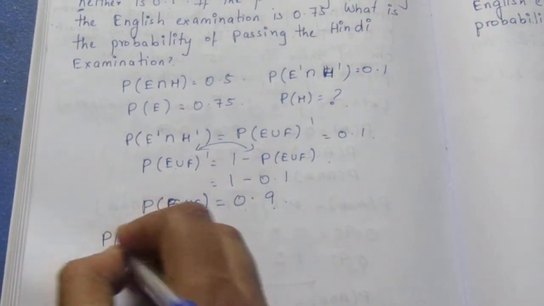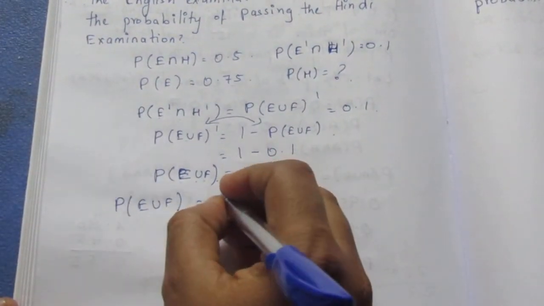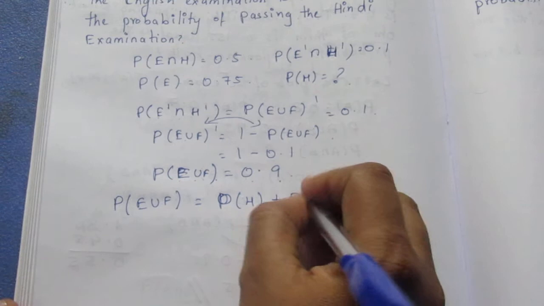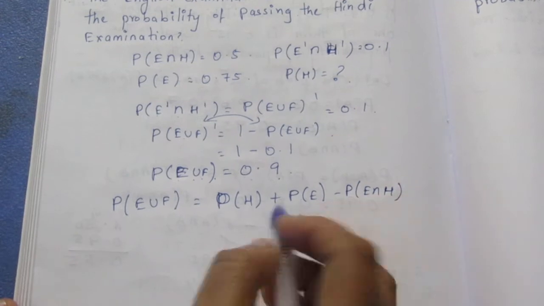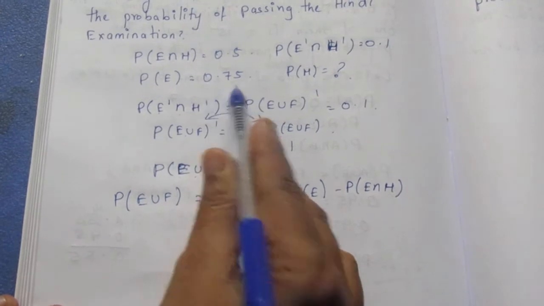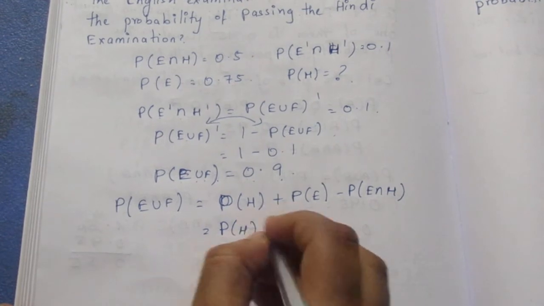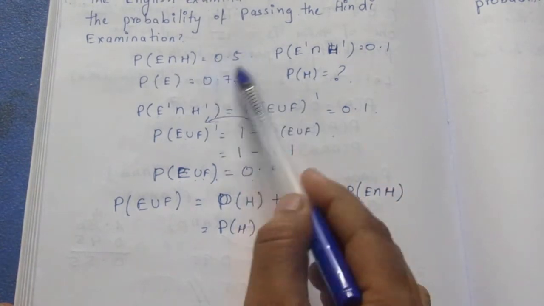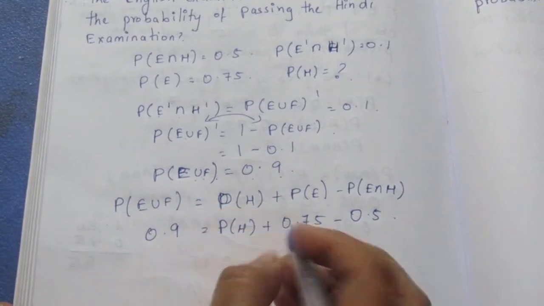Now we know the formula for P of E union H is equal to P of H plus P of E minus P of E intersection H. Here we don't know P of H. We know P of E to be 0.75. So let me substitute it here. Let P of H be P of H itself, minus the intersection, which we know to be 0.5, and we know this to be 0.9.